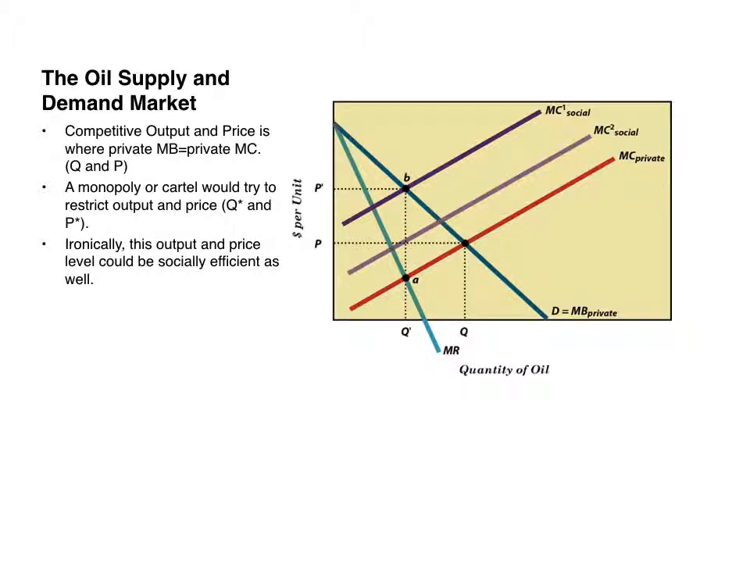Now, ironically, this output and price would be socially efficient as well. We reduce gasoline, oil production, and gasoline consumption, and that would obviously lead to less impact upon the environment, less externalities, as it were. So, thus, government may want to tax the producer to reach this point. And we've talked about that before, what a tax would do to deal with a negative externality.